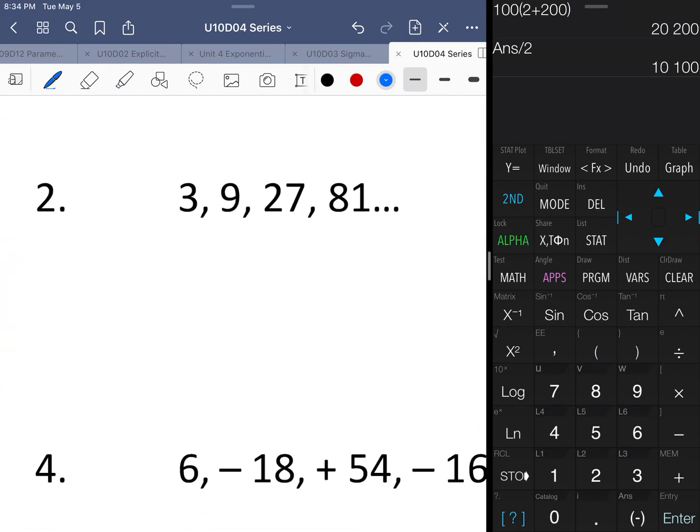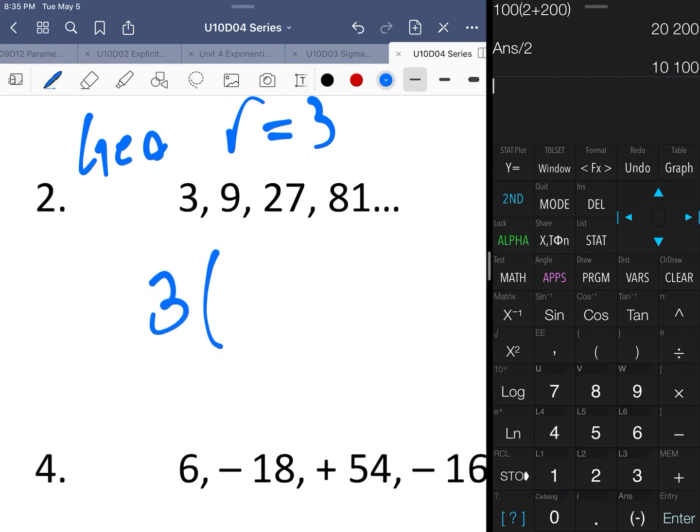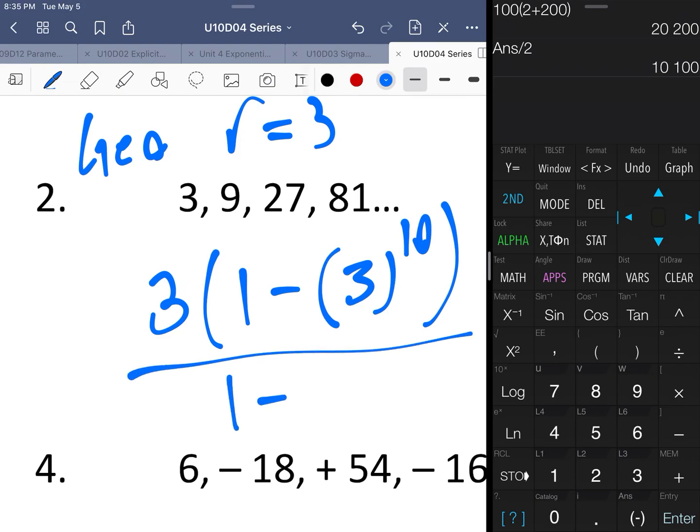So we're given this one here, where it's clearly geometric, because the rule is times 3. So we'll just use the formula. So it's the first term, which is 3, parentheses 1 minus the common ratio, which in this case is 3. And since we're doing a geometric, we're actually going to only find for the 10th term the sum of the first 10 terms. All of this is divided by 1 minus 3.